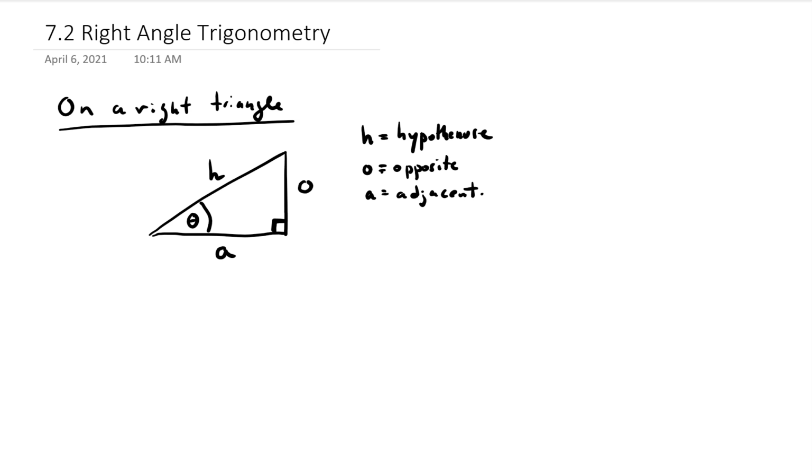So by definition, the sine of theta is the opposite side over the hypotenuse. The cosine of theta is the adjacent side over the hypotenuse, and tangent is opposite over adjacent.